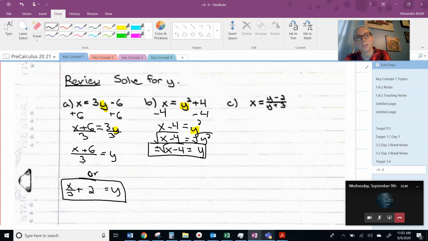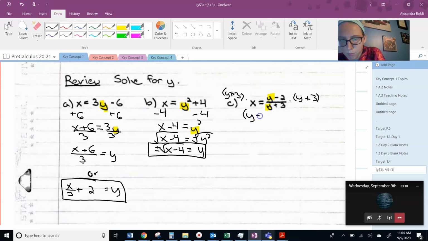All right, part C. Part C is a little longer because we have y's here and y here. The first thing, I don't like fractions. You probably don't like fractions either. The easiest way to get rid of a fraction is just to multiply by the denominator. So I'm going to multiply by y plus 3, and anything I do on one side, I have to do on the other. So I'm left with y plus 3 times x equals, and on the other side, these y plus 3's cancel out because it's numerator and denominator, and I'm just left with y minus 2.